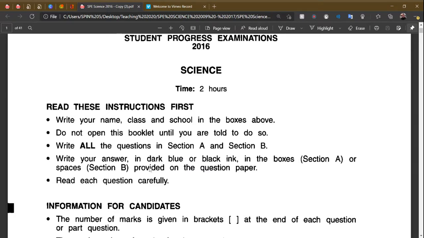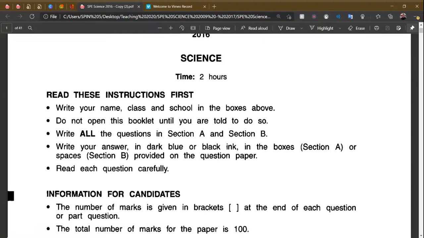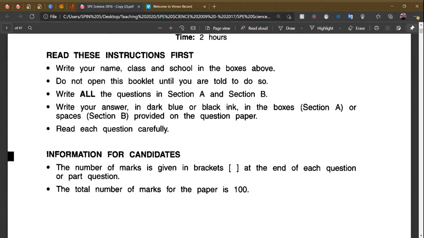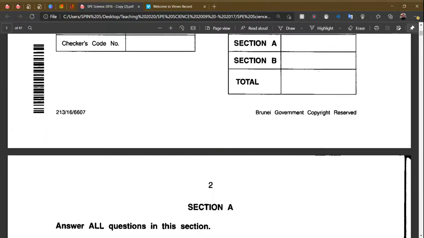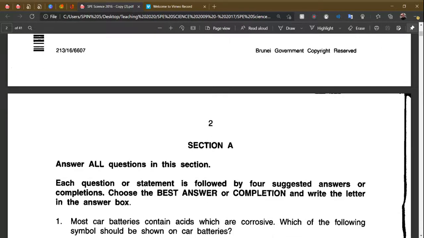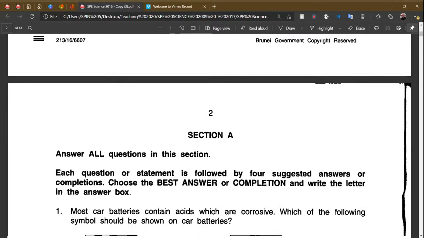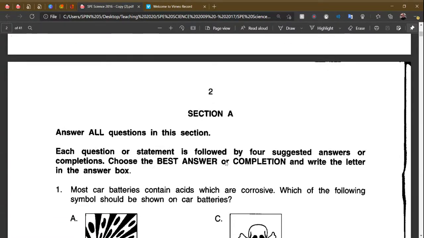You also need to answer in dark blue or black ink in the question paper. Make sure you read each of the questions carefully and underline or circle keywords where you can find. Marks is given at the end of the bracket and the total paper is 100. So let's go. In section A, as usual, is the multiple choice question. So make sure you choose the best answer or completion of the sentence for each question.